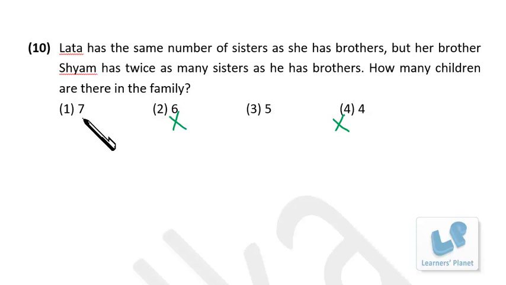Suppose there are 7 children. So 3 sisters and 3 brothers and 1 Lata. So in all there are 4 sisters. So one of the brothers will definitely have 2 brothers and 4 sisters. So twice as many sisters as he has brothers. So it's correct. Okay.